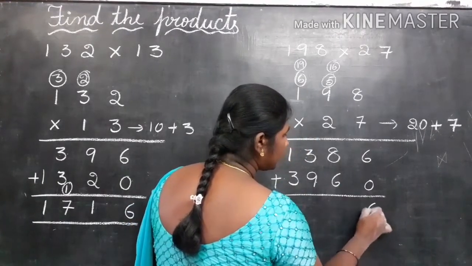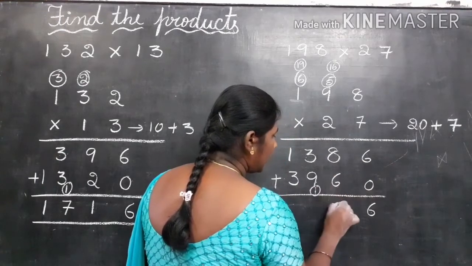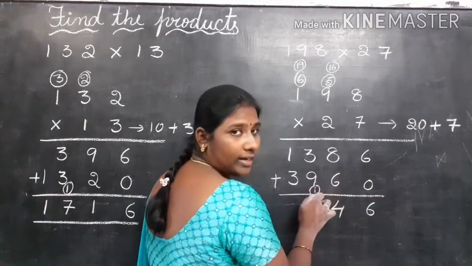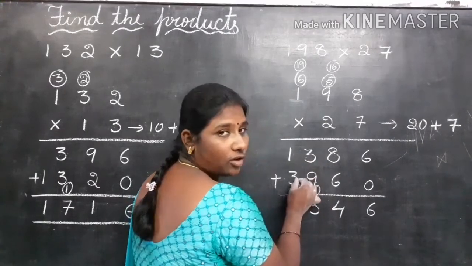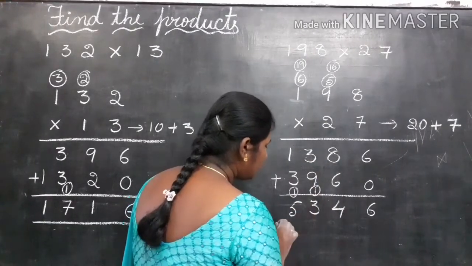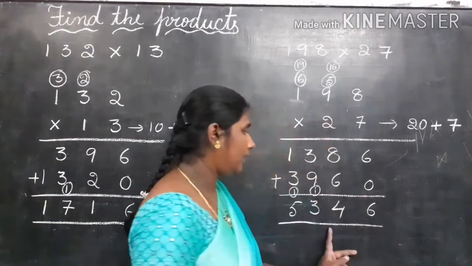6 plus 0, 6. 8 plus 6, 14. 9 plus 1, 10. 10 plus 3, 13. 1 plus 3, 4. 4 plus 1, 5. 5346.